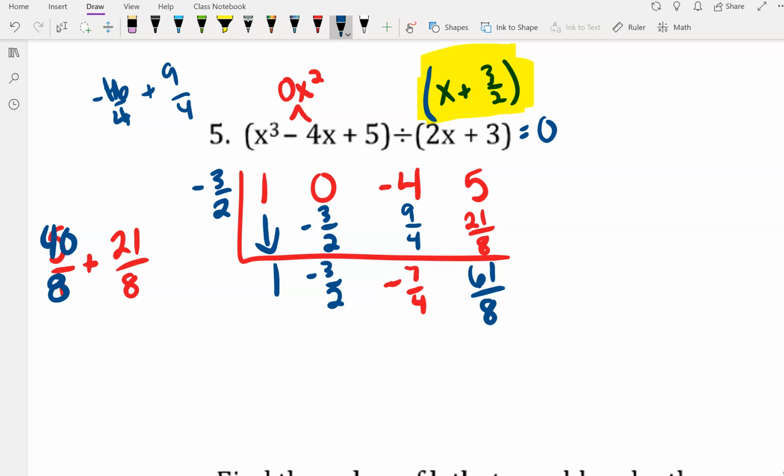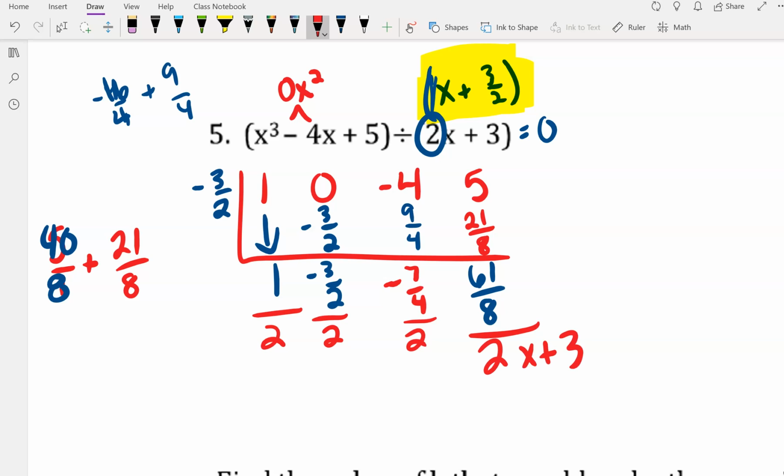Alright, then the kicker here is I need to tell my polynomial that I was actually dividing by a 2, not just a 1 here. So I need to divide all of these by 2. I do not, however, need to divide this last one by 2 because this always goes over the divisor anyway. So it knows that it's being divided by 2x plus 3.